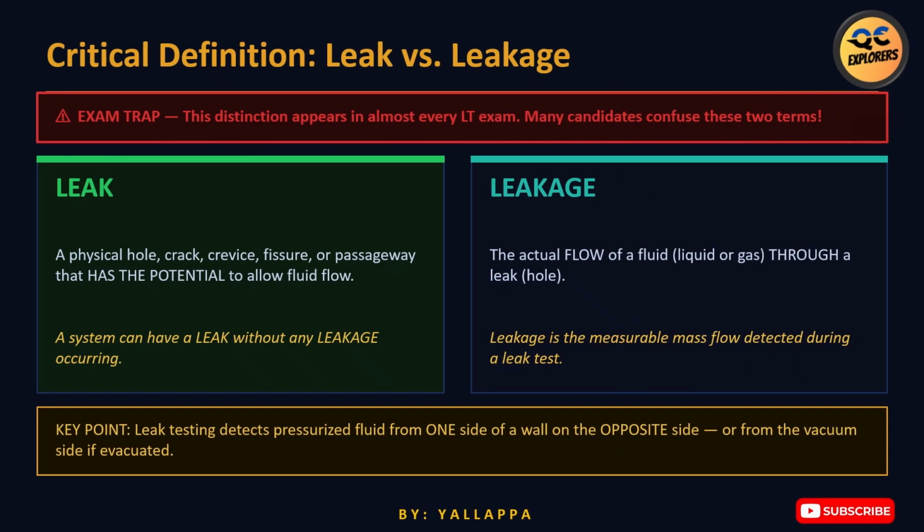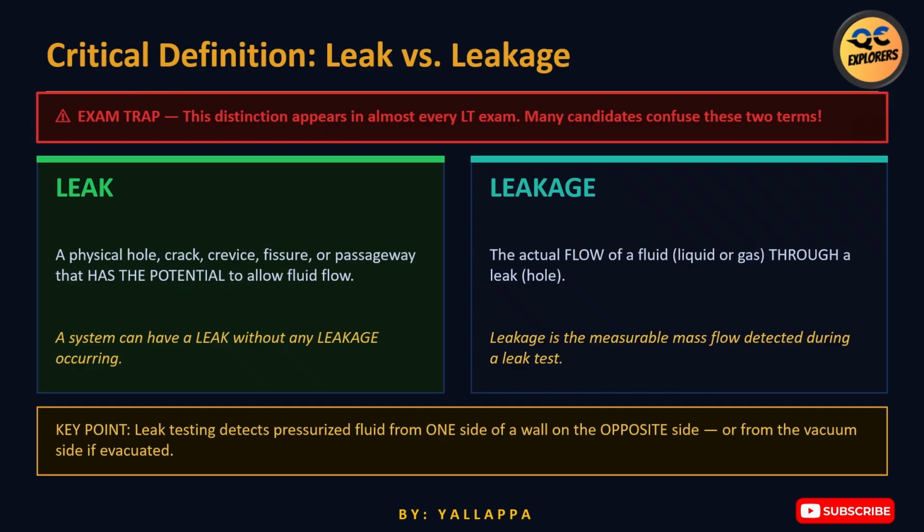Now, inspectors, this slide contains one of the most important exam concepts in the entire chapter. I want you to pay very close attention. Let's discuss the difference between a leak and leakage. Many students use these terms interchangeably. That is incorrect. A leak is the physical opening itself. It could be a crack, a pinhole, a fissure, a void, a crevice, or any pathway through which fluid can potentially pass. Leakage, however, is the actual flow of fluid through that opening.